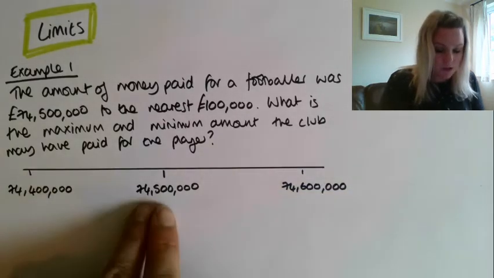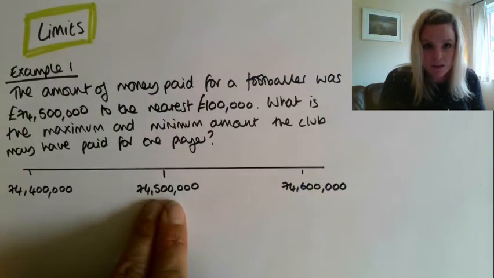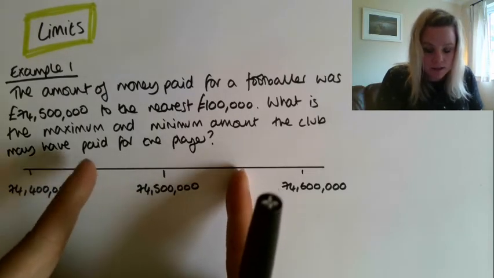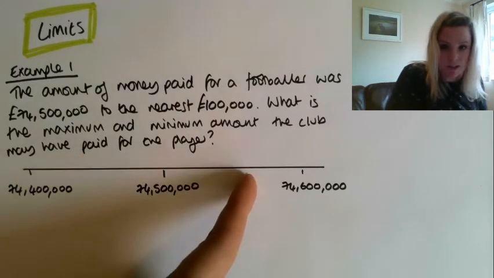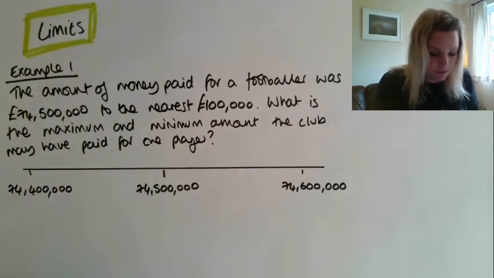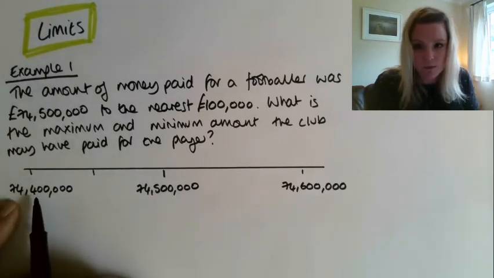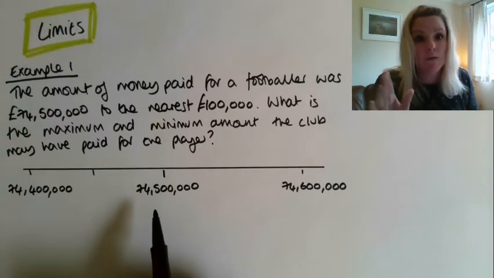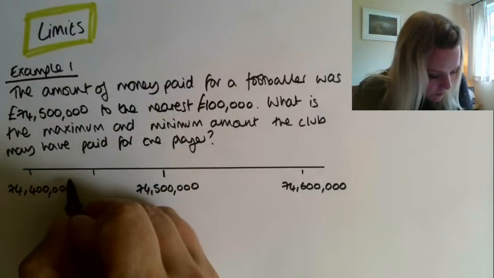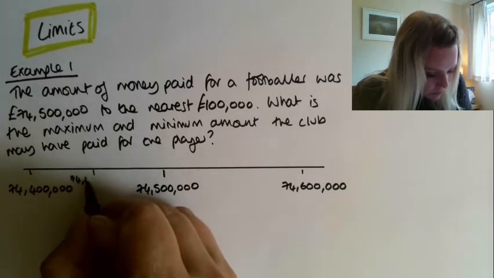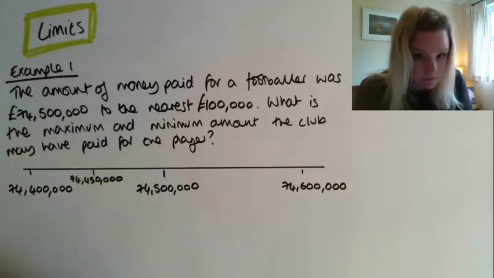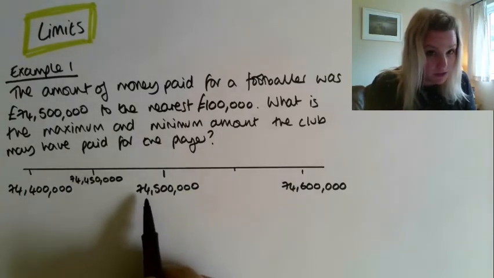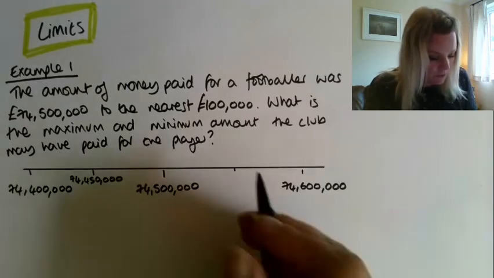Now, the range of numbers that will round to give us this figure of 74,500,000 is going to be from halfway from here all the way up to halfway to here. So that's the next thing we have to mark on. So halfway between 74,400,000 and 74,500,000 is 74,450,000. Okay. Halfway in here is going to be 74,550,000.